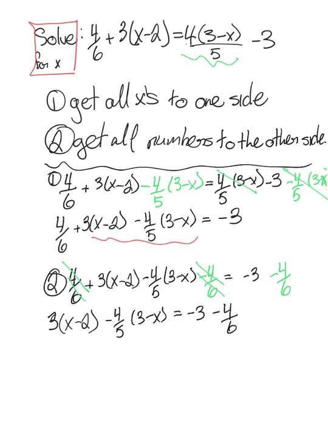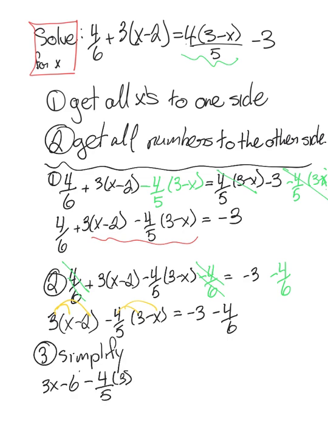So now that we've gotten all the terms with x's to one side, and all the terms with only numbers to the other, we need to now multiply through to simplify. So therefore, step 3 would be simplify. So as we multiply that out, that becomes 3x minus 6 minus 4/5 times 3 minus plus 4x over 5, which equals -3 minus 4/6.